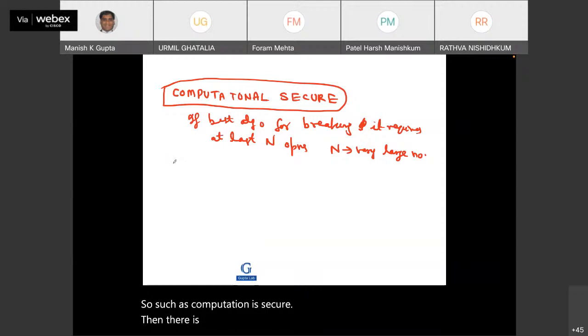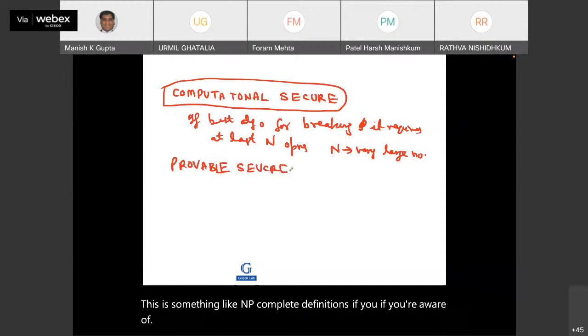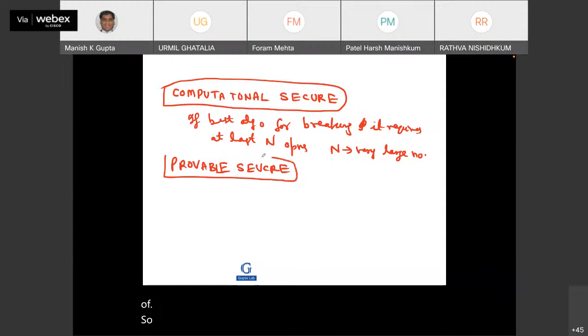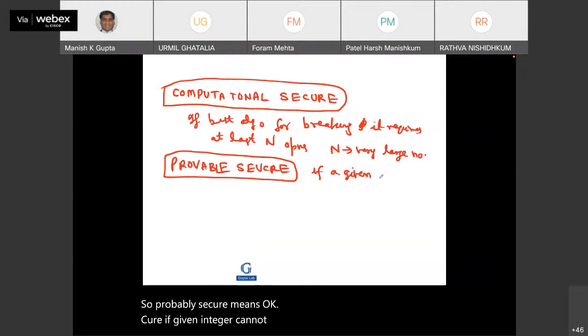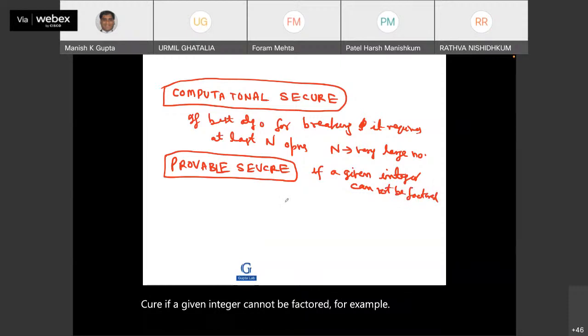Then there is another concept known as probable secure. This is something like NP-complete definitions, if you are aware of them. Probable secure means a crypto system is secure if, for example, a given integer cannot be factored. That kind of system is probable secure.